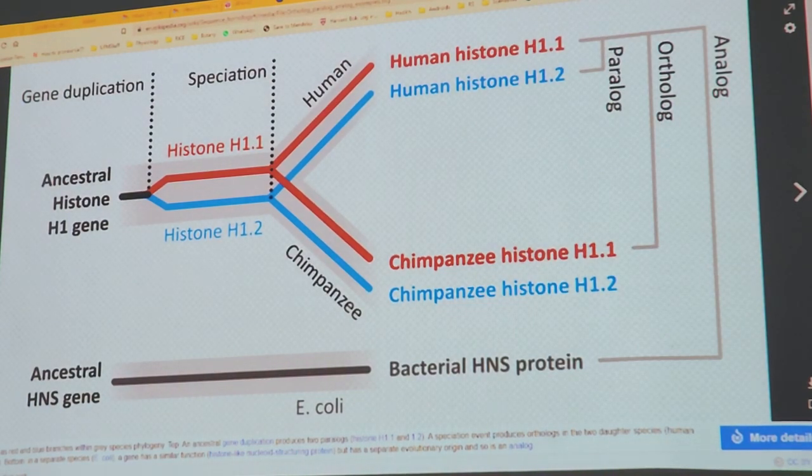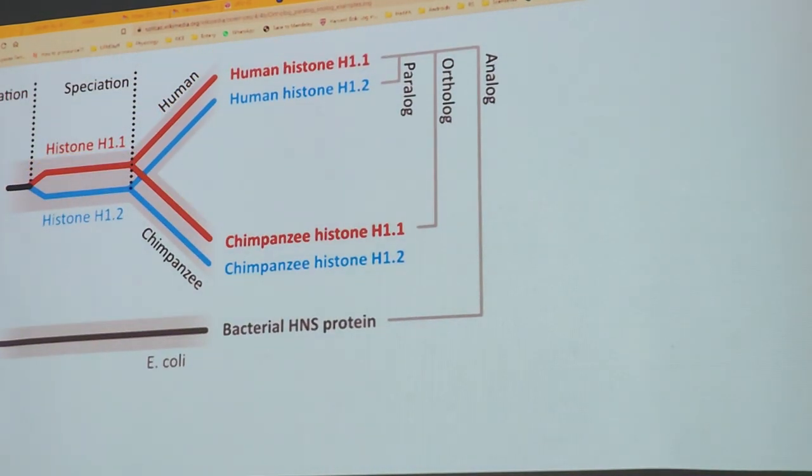And then you have analogous. Analogous means histone protein does this one specific function. And then scientists study a completely different organism, a completely different gene, but having the same function as histone. The name is different, the sequence is different, but the function is the same. For example, in this case, this bacterial HNS protein. Apparently, it has the same function as histone. That we call the analogous gene. It is a different gene but with similar function.